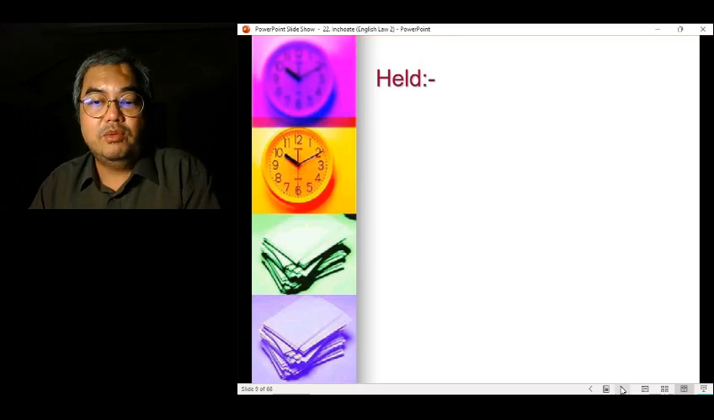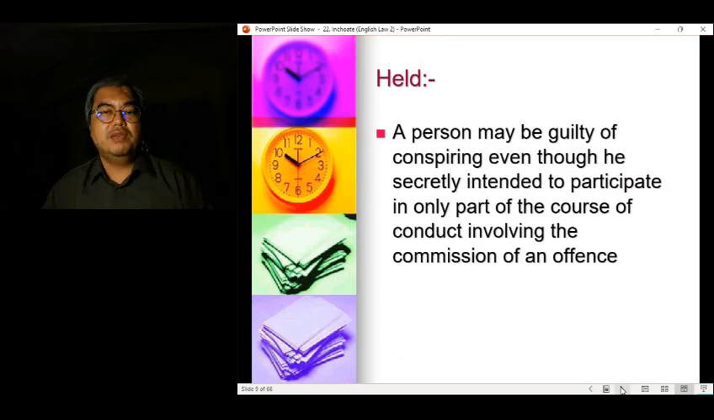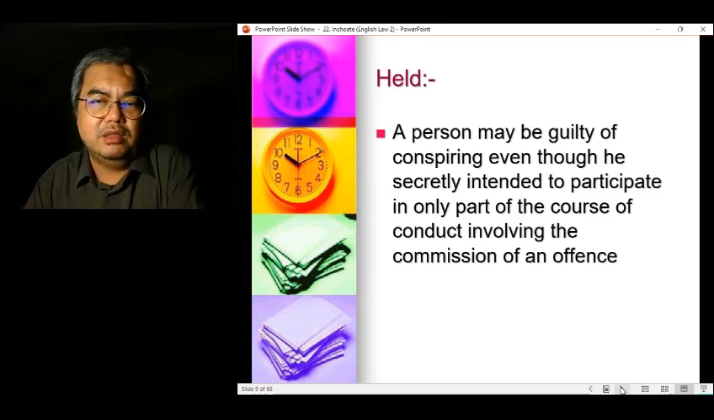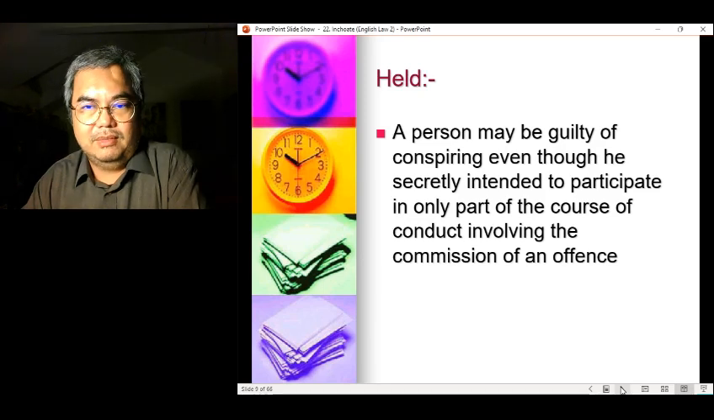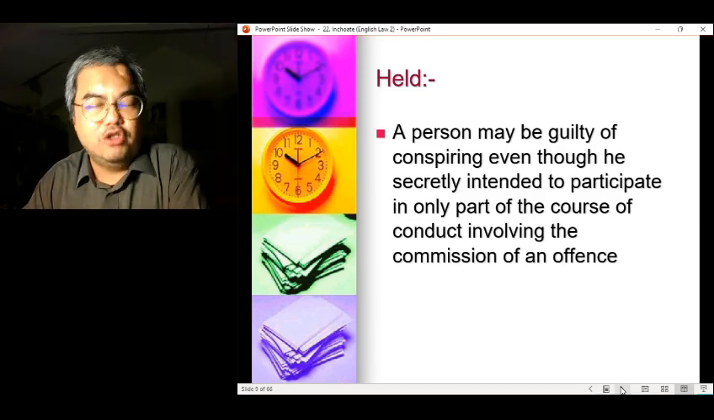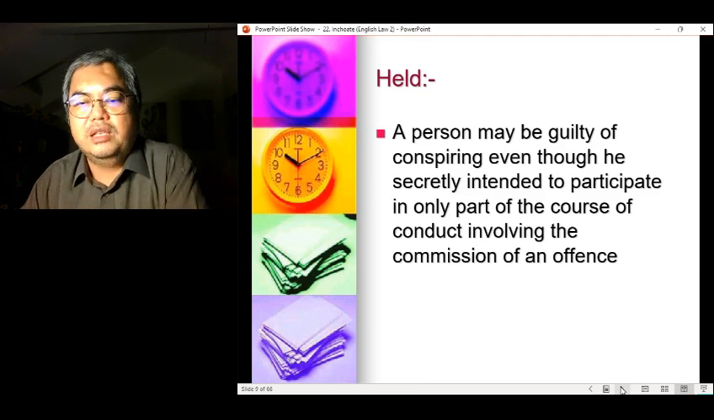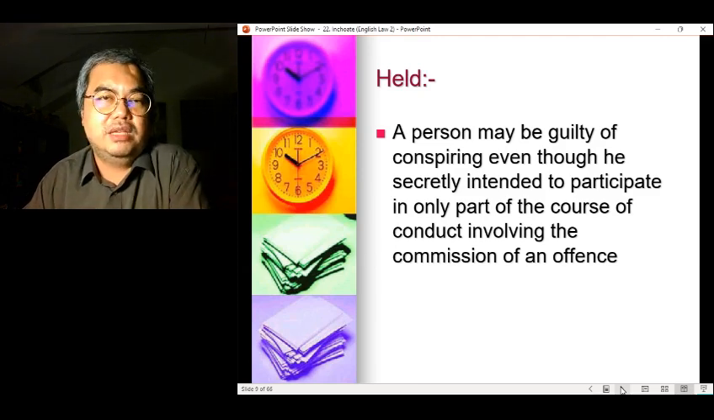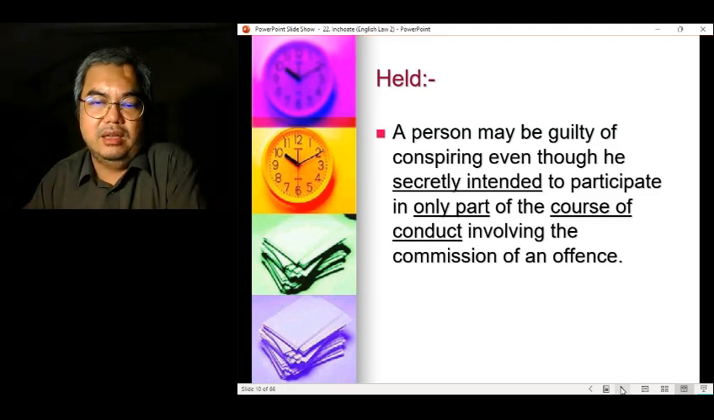But it was held that he was still guilty of conspiracy. Right? So a person may be guilty of conspiracy even though he secretly intended to participate in only part of the course of conduct, but there is still an agreement to participate in it. So even if it is only part of the conduct, it is still sufficient to be guilty of conspiracy, right? Even if the person secretly intended to participate in only part of the course of conduct.